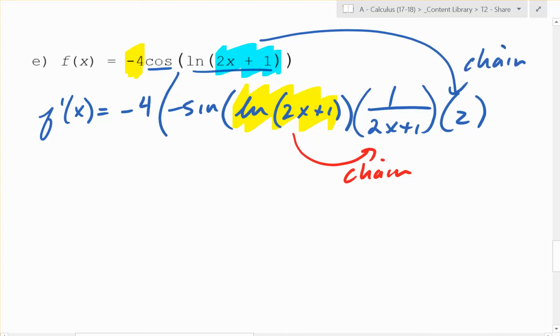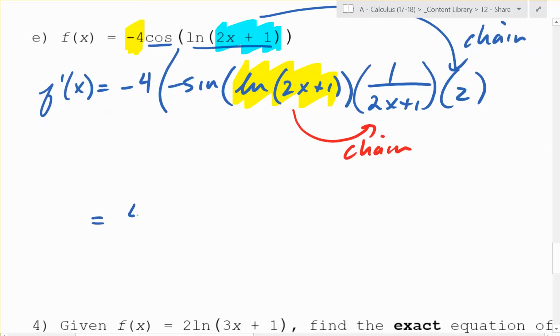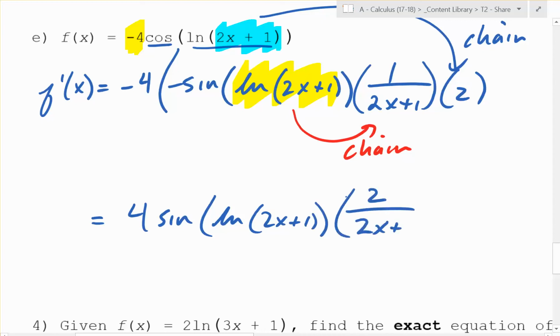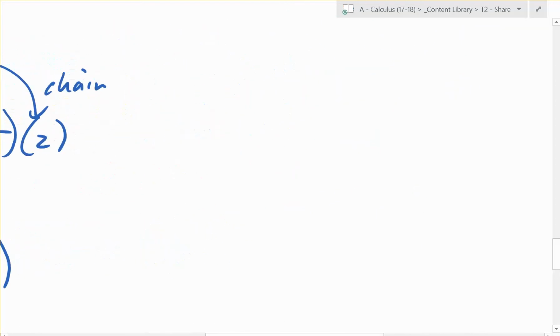You can clean up the signs just a little bit. You can clean up the signs so you get double negatives. So I would write for final answer 4 sine of ln of 2x plus 1 times 2 over 2x plus 1. That's what I would leave it as right there. You can clean it up just a little, but you don't have to go any further.